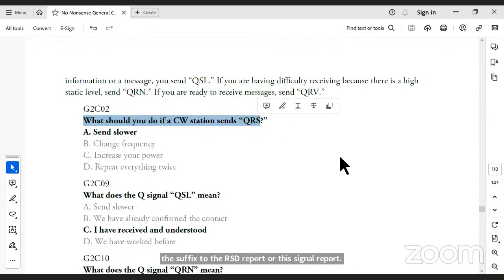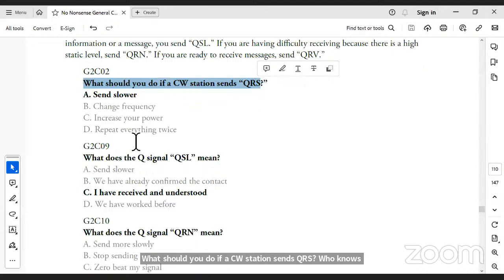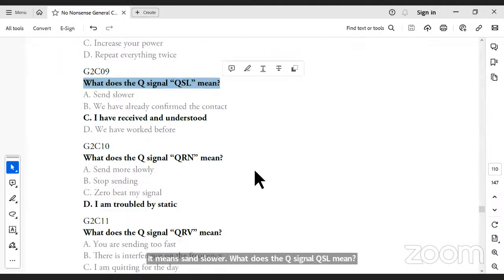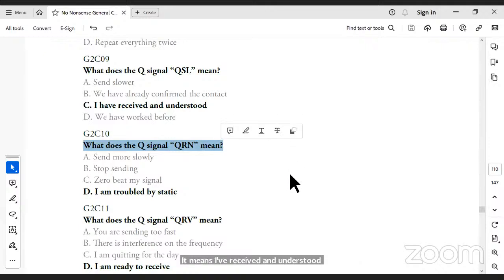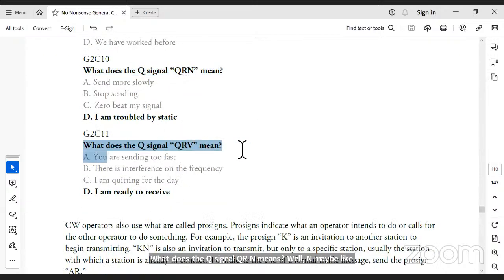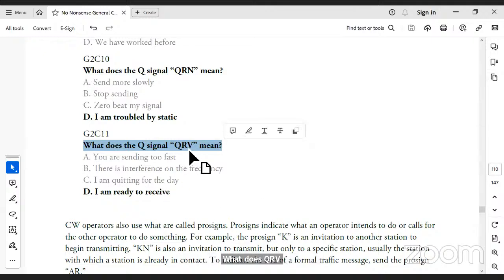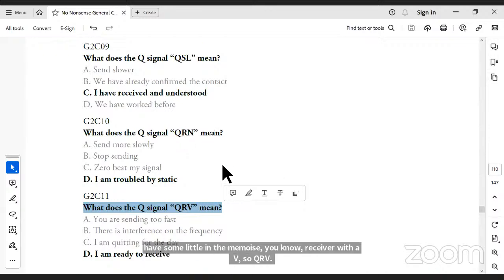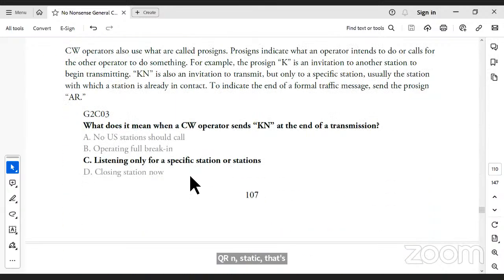What should you do if a CW station sends QRS? So in other words, what does QRS mean? It means send slower. What does the Q signal QSL mean? It means I've received and understood. What does the Q signal QRN mean? Well, N may be like for noise. Well, I am troubled by static. What does QRV mean? You are ready to receive. So you have some little aide-mémoires: receive with a V, so QRV. QRN, static, that's noise. QRN for noise, so if you need any of those aide-mémoires.